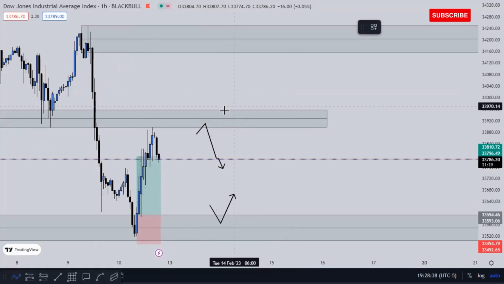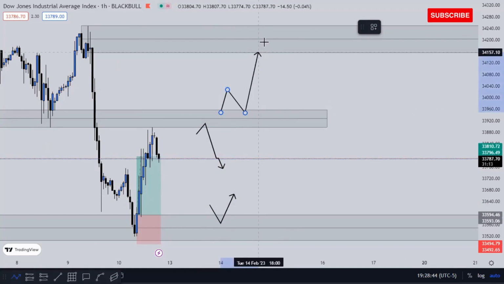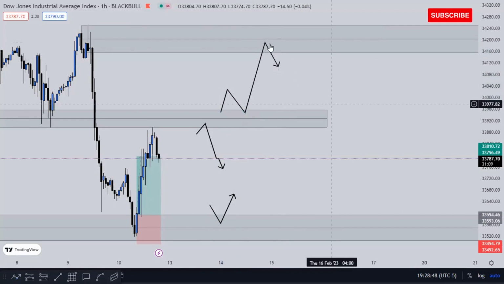Then if it breaks this level here, you just look for a retest of this level and sell into the zone. Then if it comes in here, well, you look for what? Retest. And guys, okay, when the level is this thick, look for the midpoint. If the level is this thick, look for the midpoint.